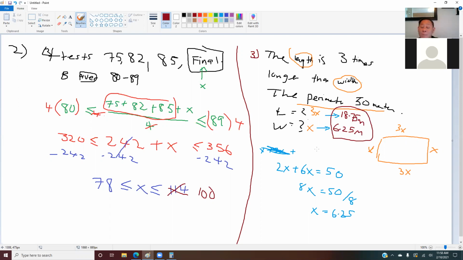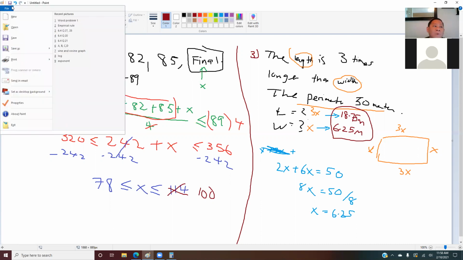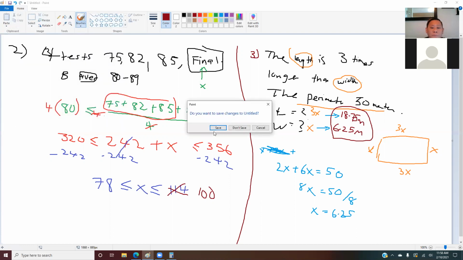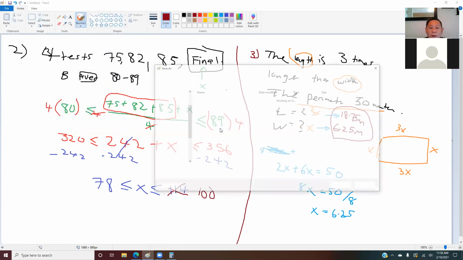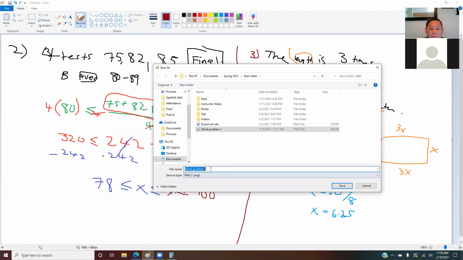So as I mentioned, these are the 3 kinds of word problems you will get in the test. The first one is the percentage one. The second one is the average of a test score. And then the third one is this perimeter type with a rectangle. You okay there? Yeah, I'm okay.